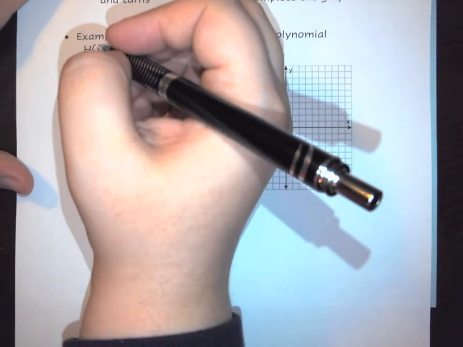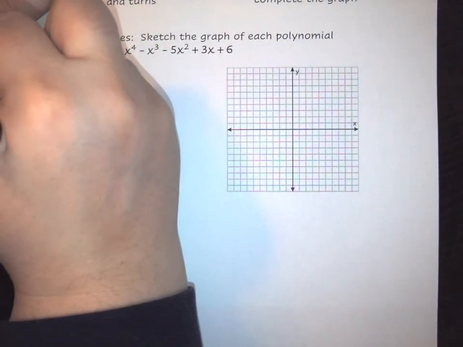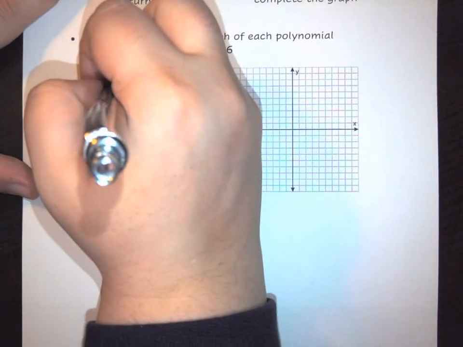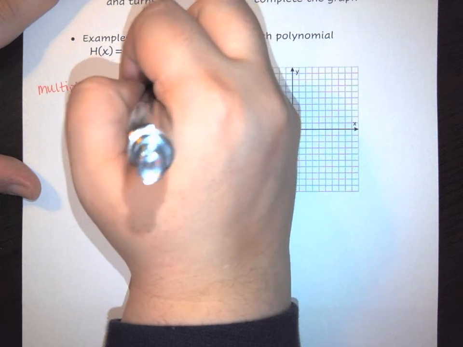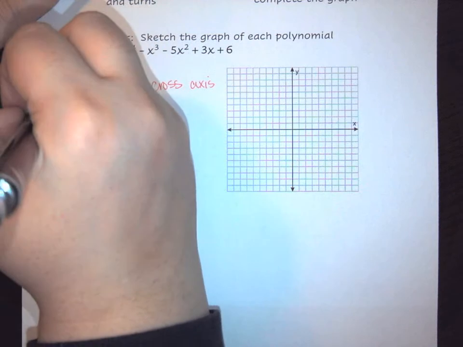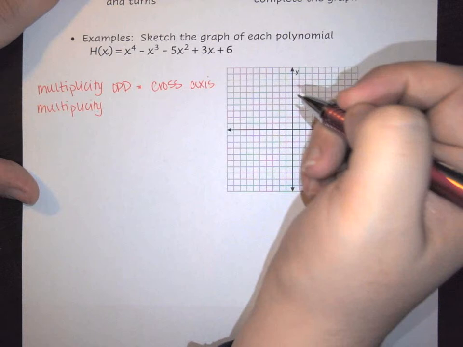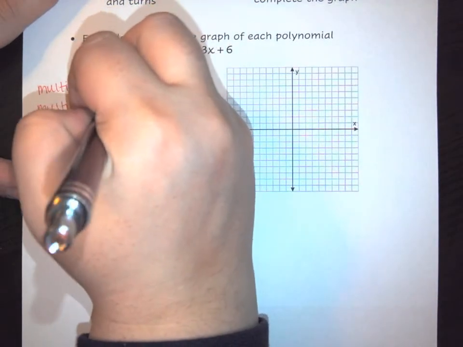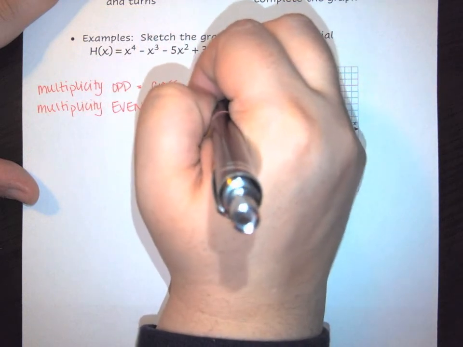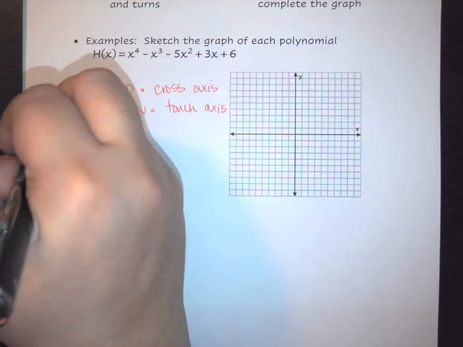First and foremost, when we're looking at this, there's a few things that we need to remember. If you have a multiplicity of odd, we are going to cross the axis. If we have a multiplicity which is even, then we are going to touch the axis. So first and foremost, let's look at end behavior.